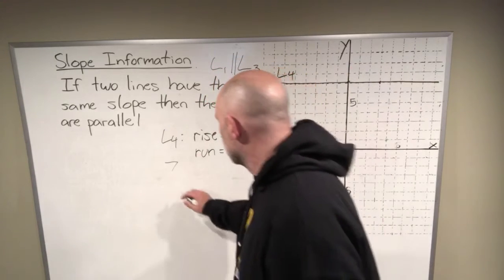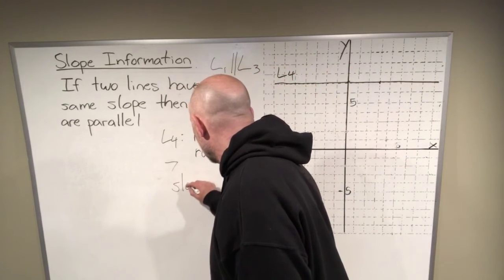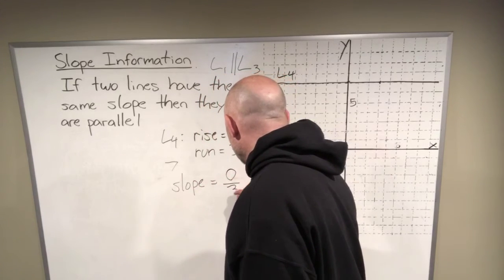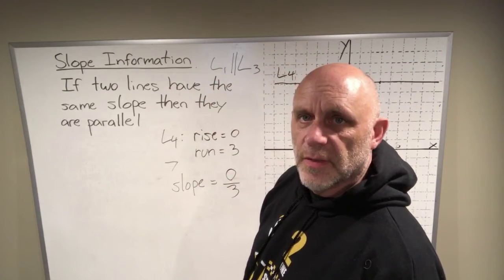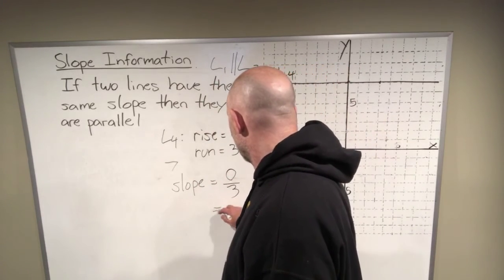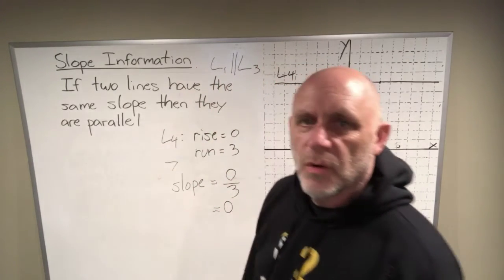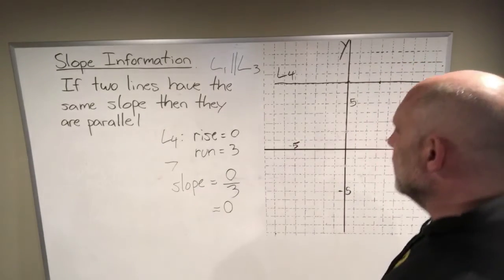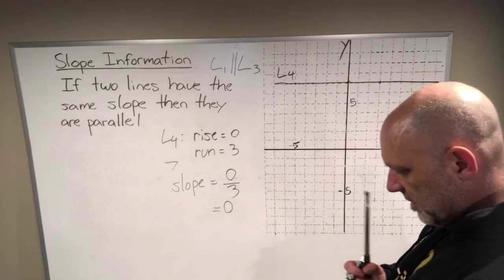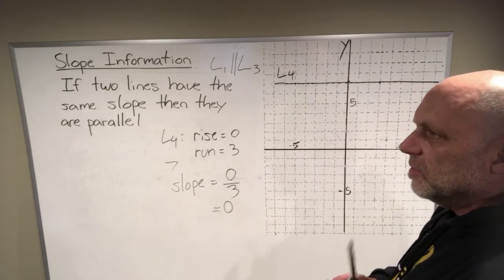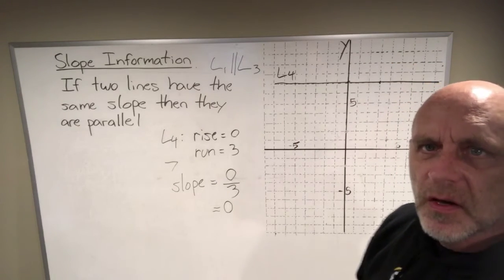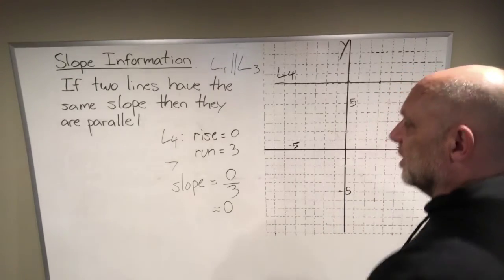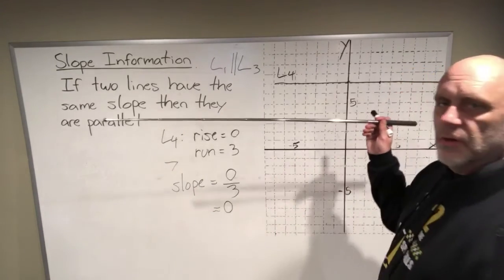Okay. So what's the slope? 0 over 3. What's 0 over 3 if you simplify that? 0. Nada. Bupkis. Zilch. And that makes logical sense, because if a slope tells you how steep it is, this is as unsteep as you can get. This is just walking along the street, no hills, no nothing.